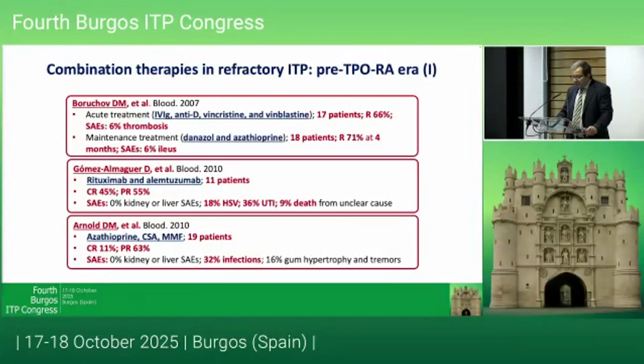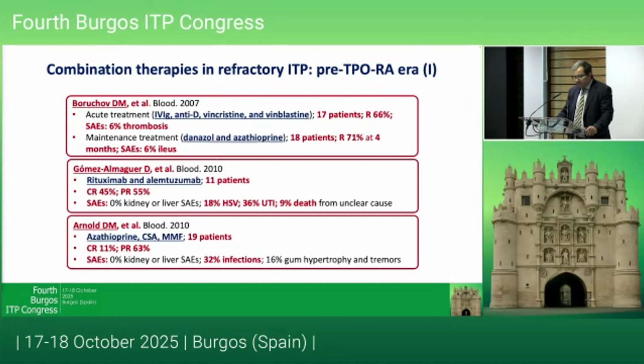And besides this combination being the best one, I think that we can summarize here just a brief commentary of the multiple combinations we have to treat a patient with combo therapy. In the pre-TPO era, we have, for example, only to comment briefly, the Boruchov scheme. They use IVIG, anti-D, vinblastine, in 17 patients with 66% responses, only 6% of thrombosis.